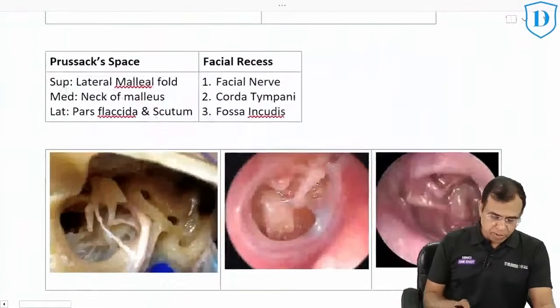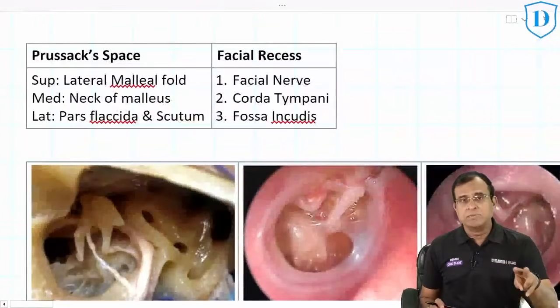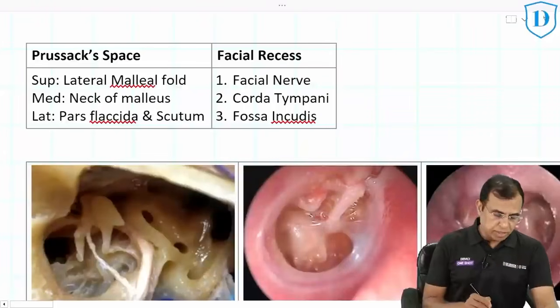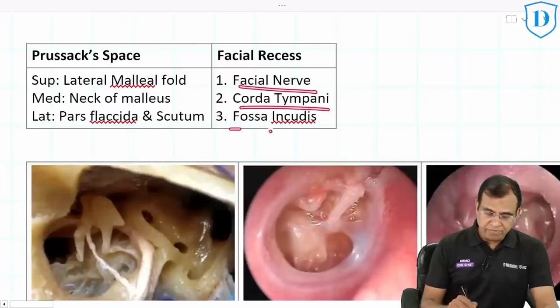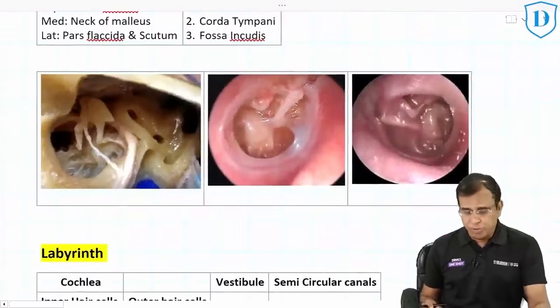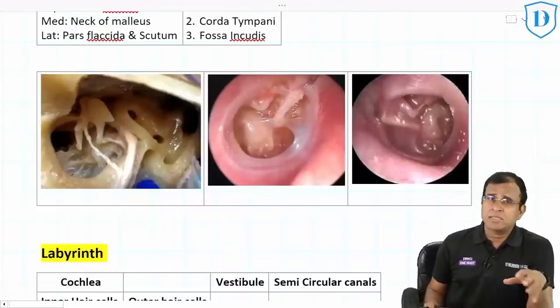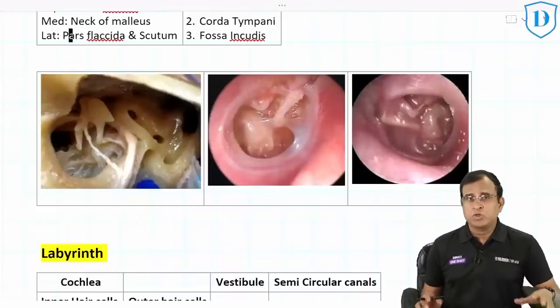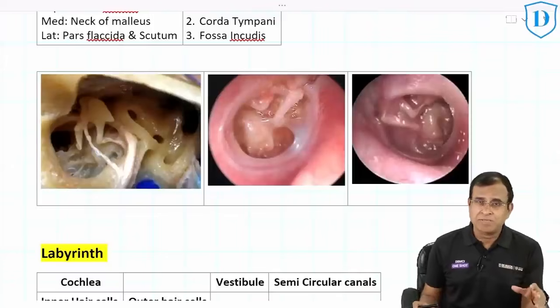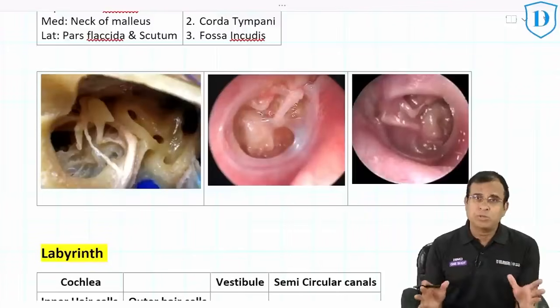The second important thing in the middle ear is 2 things: the boundaries of Prussak's space and the boundary of the facial recess. Again given here, in Prussak's space, the lateral malleolar fold, neck of malleus, and pars flaccida are the boundaries. And the facial recess: facial nerve, chorda tympani, fossa incudis. That's all. Now lately, if you are following the PYQs, you will know that they've asked image-based questions from the middle ear. So I'm showing you 3 images of the middle ear, and if they ask you any question related to the image of the middle ear, from this you should be able to answer all of them.